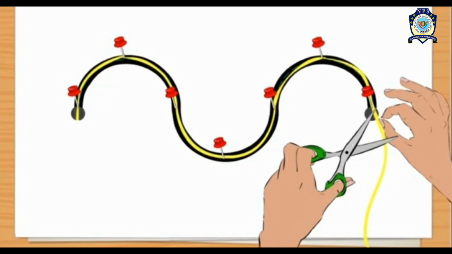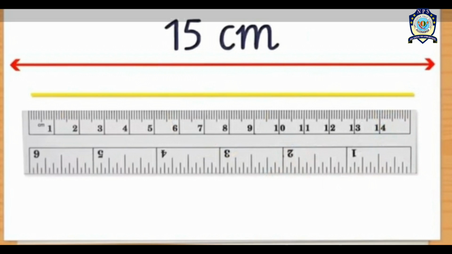Now I take the thread, and with the help of this thread I will try to find out the length of the curved line. How? I just place the thread on the scale and try to find out the length of the thread. So I found that it is a 15 centimeter long curved line.